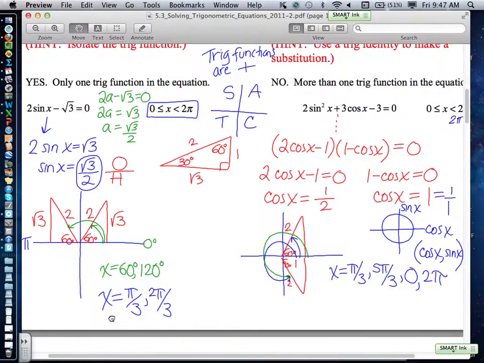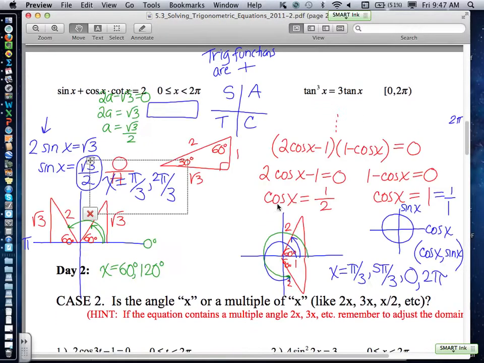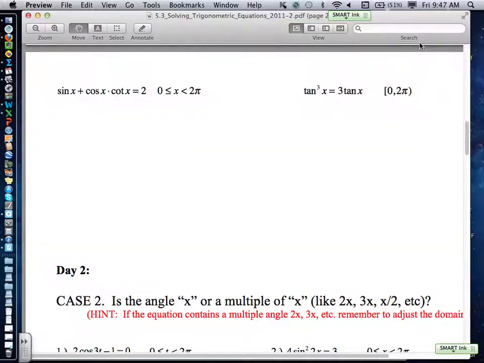All right, let's go to the next page. If the domain is given in radians, then the answer should be in radians. These happen to be that way. If the domain is given in degrees, then give your answer in degrees.